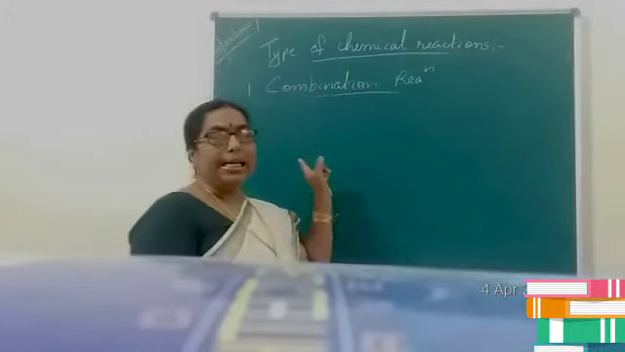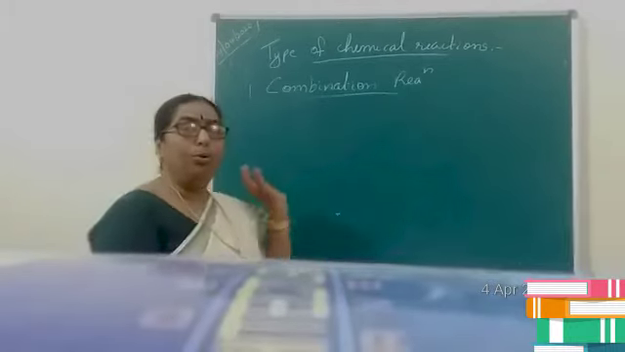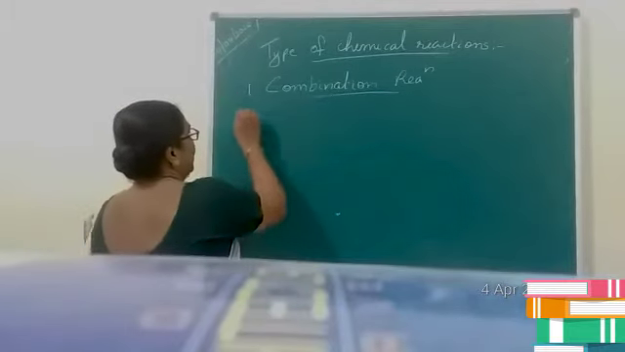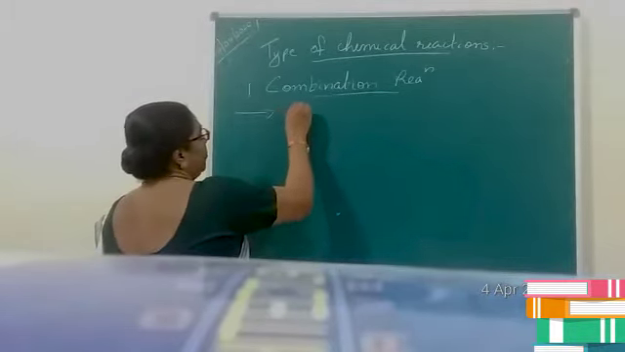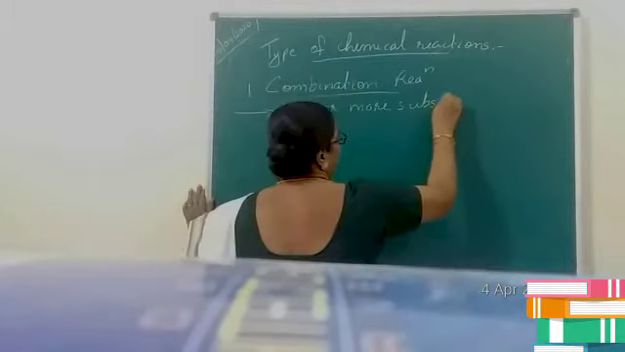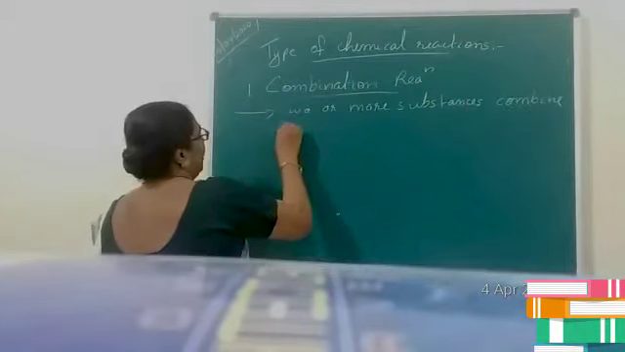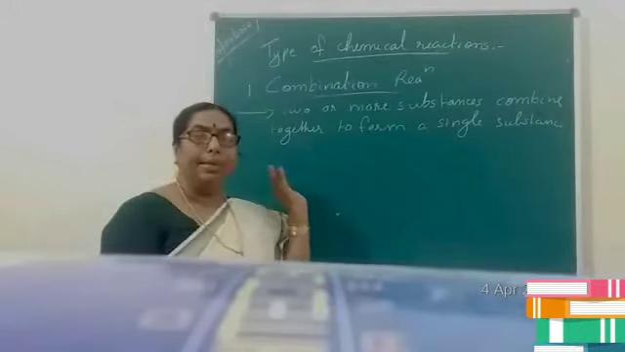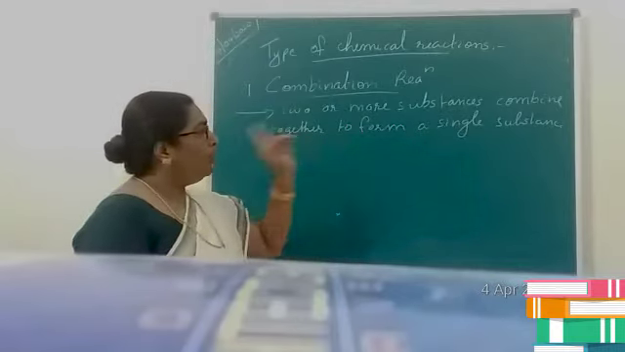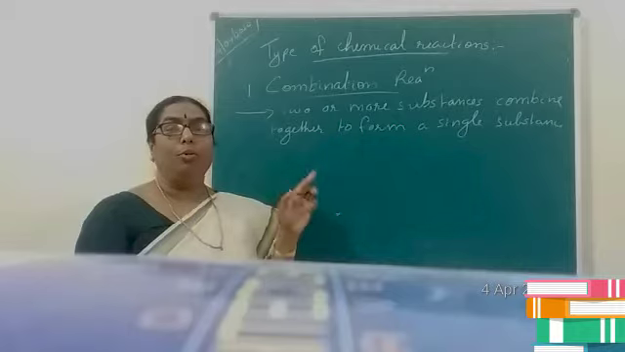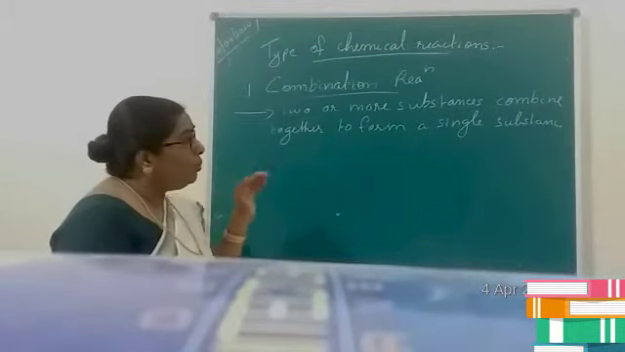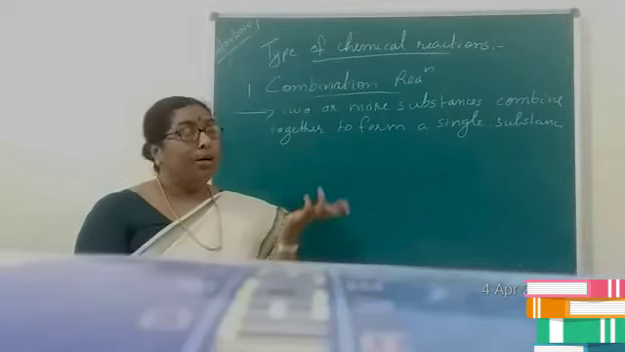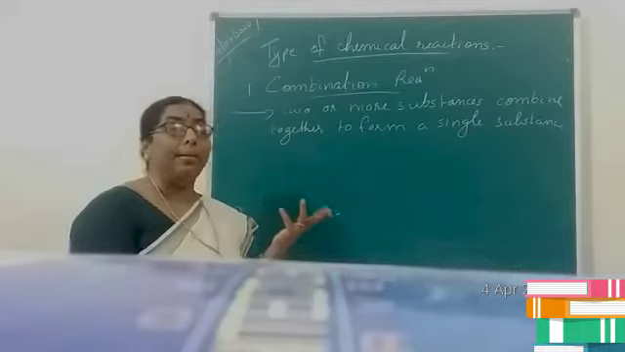Is it clear, children? It's a type of reaction where two or more substances combine together to form a single substance. Now, these two or more substances can be of different nature. It can be two elements, or two compounds, or an element and a compound.